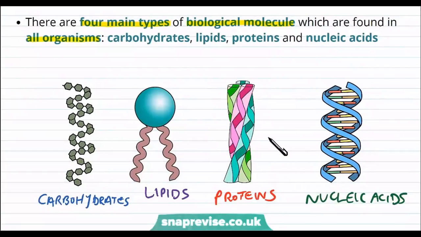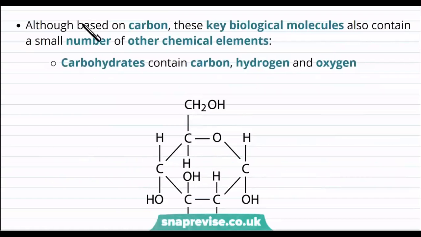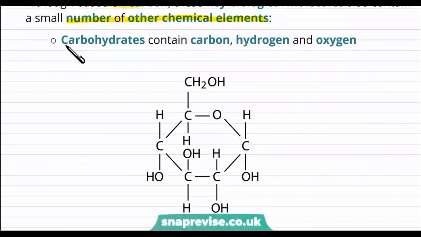So these are the four groups, and within these groups there are lots of different types. For example, there are many types of proteins which build up the body. There are many types of sugars that we can find in our food and in the body too. And all of them are based on carbon, but some of them have key features where they contain a small number of other chemical elements. So let's take each one in turn.